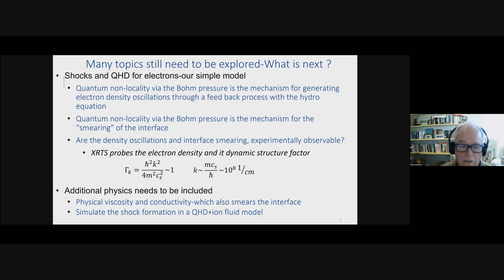But there are also other issues. Additional physics needs to be included. There's also physical viscosity and conductivity, which also smear the interface. There's adding in an energy equation, which, I should tell you, the Madelung approach does not give guidance on how to do, to have a third equation for the energy density. As far as I know, only the Wigner approach does that.